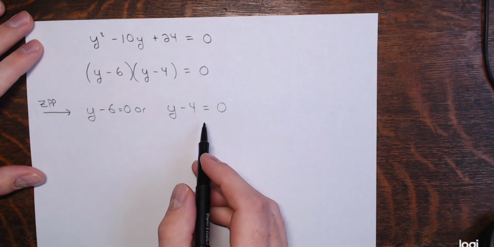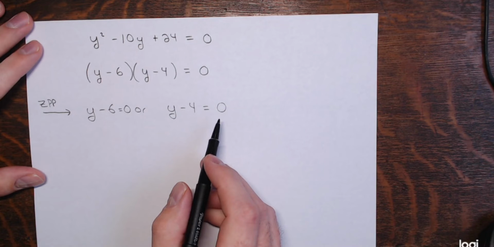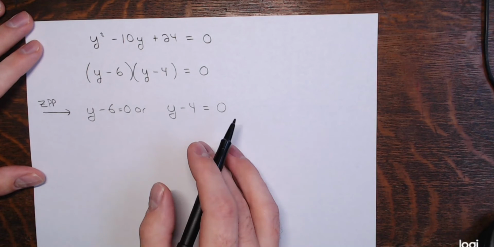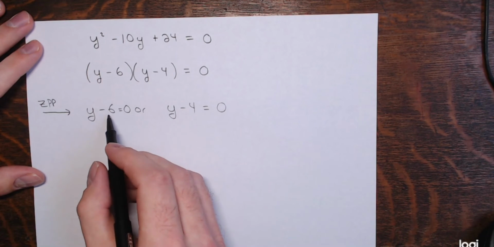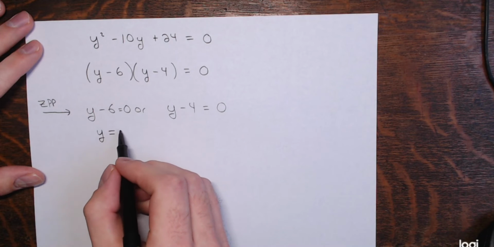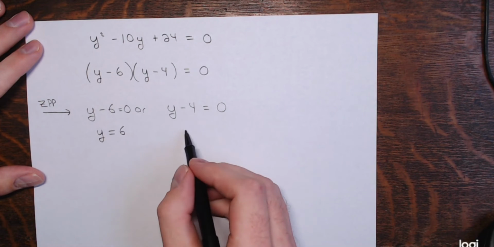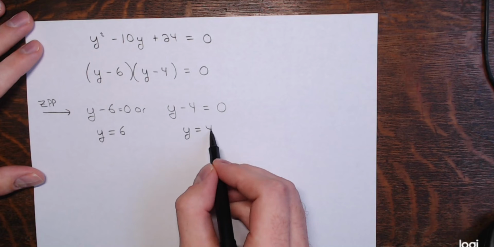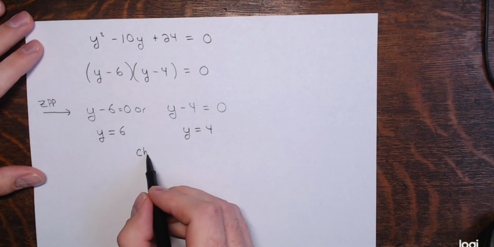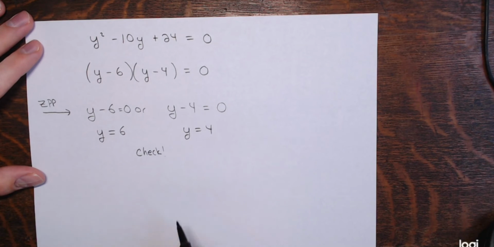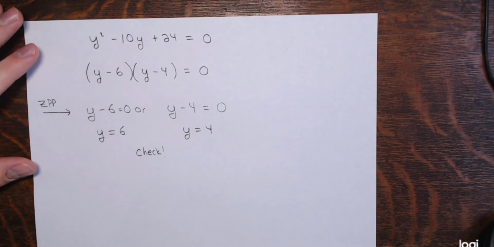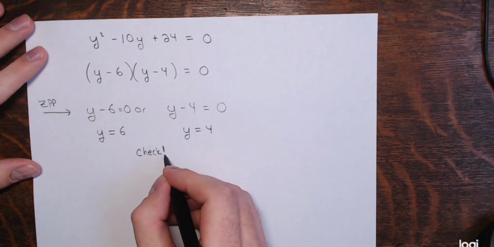Now I'm going to check the solutions just out loud. Here, add 6, you get y equals 6. Or here, adding 4 to both sides, y equals 4. And then don't forget to check them. Go back to the original equation. Always check your solutions back in the way it originally was presented to you, please.